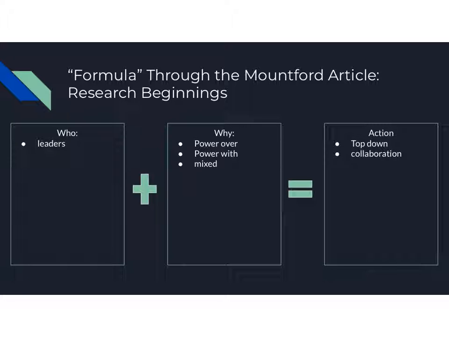So at the beginning of the research, they really were talking more about just leaders in general, and that the why was either because the leader wanted to have power over somebody, or they wanted to have power with somebody, or some kind of mixed combination of both. So somebody who had a motivation of power over was really going to have actions that were very top down within the organization. Whereas someone who was motivated to have power with somebody was going to be seeking more collaborative actions.